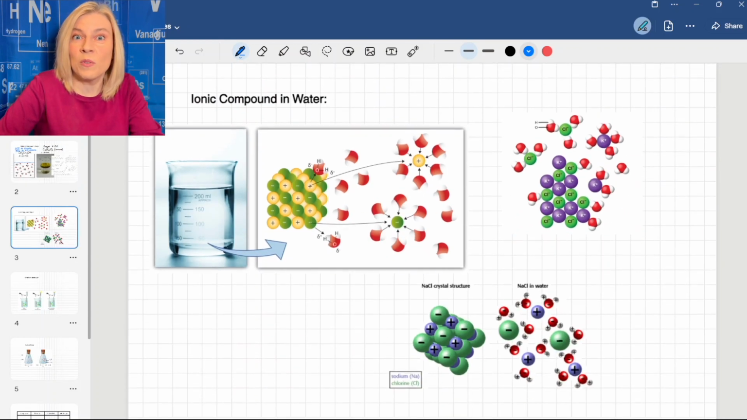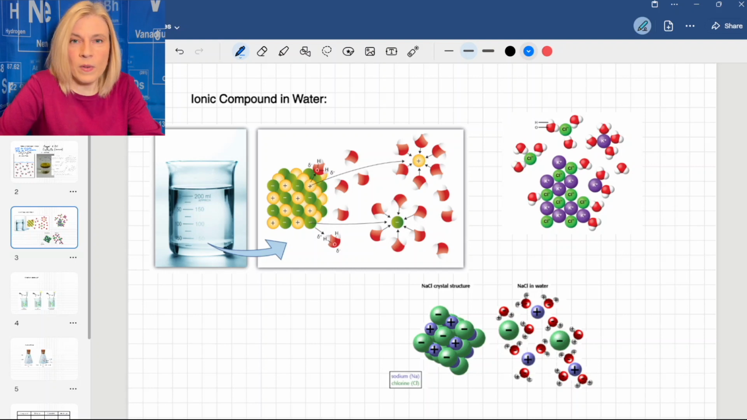Let's see what happens when you put an ionic compound in water. Well, some ionic compounds are not soluble, so they will just not dissolve at all. But many of them, actually probably most of them, do dissolve in water. What happens when you put salt in water? Well, you know that salt will dissolve in water. You might live next to an ocean, Atlantic Ocean or Pacific Ocean, and you know it's salty. That's your proof. Salt dissolves in water.